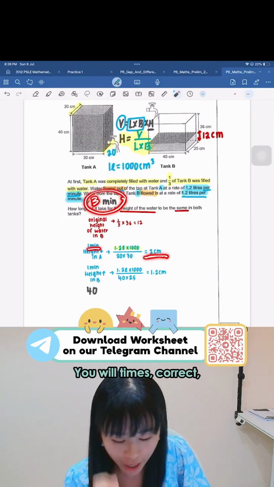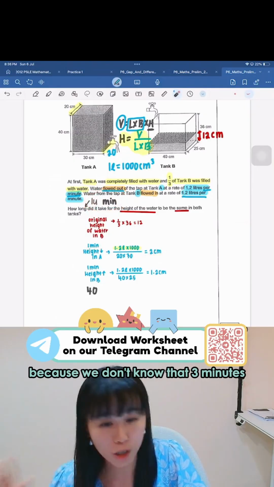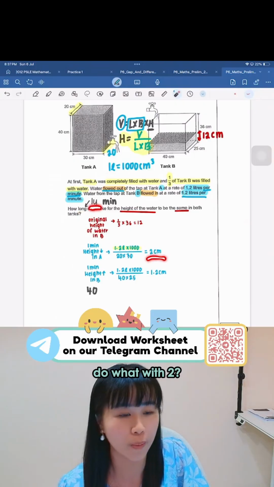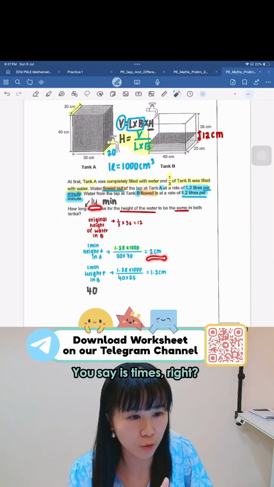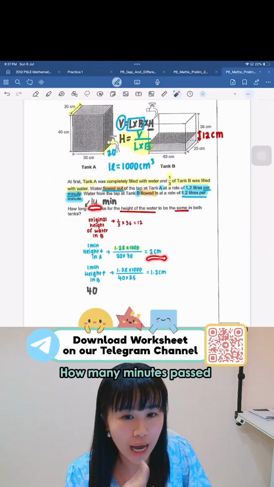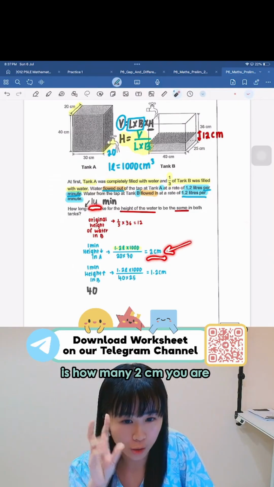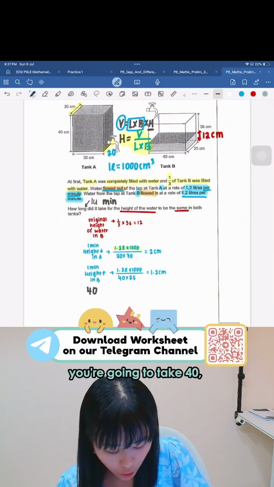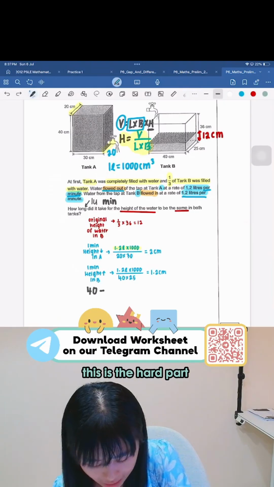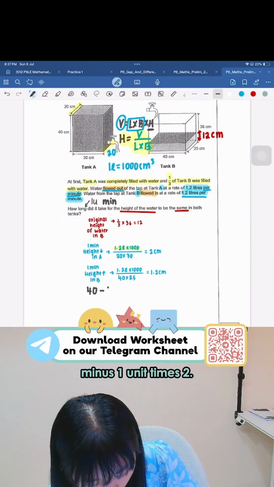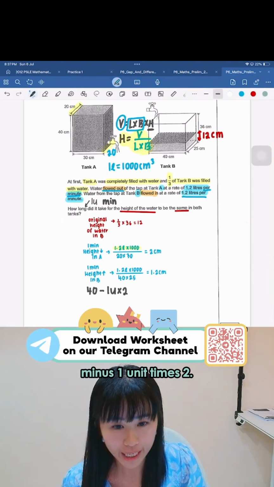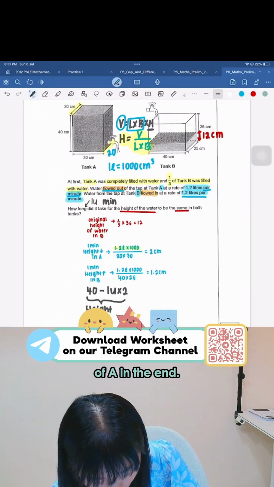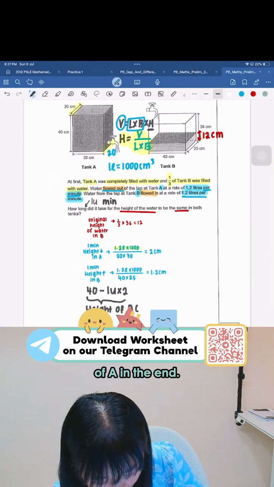Your times are correct. But now I want you to forget about that 3 minutes because we don't know it. Doing the same approach, you will take 1 unit and do what with 2, everybody? Yes, you say times. How many minutes pass is how many 2 cm it will drop. So basically, you're going to take 40 and minus, this is the hard part, minus 1 unit times 2. That will then give you the height of A in the end.